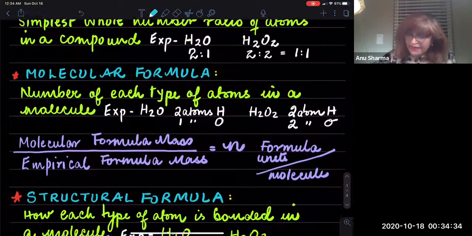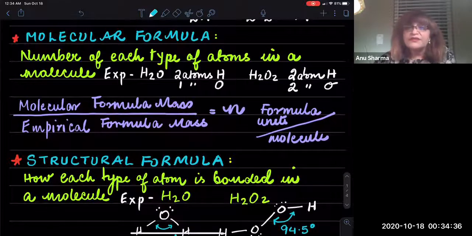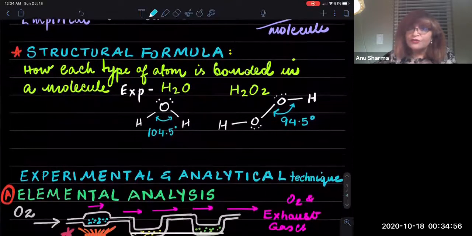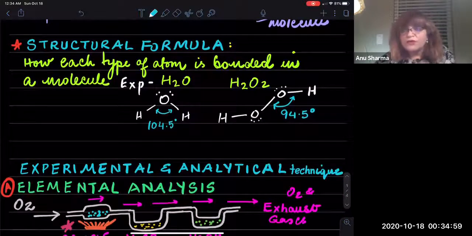Then there is a relationship between the molecular formula and the empirical formula, and that relationship is of the formula units. How do we calculate that? You take the molecular formula mass, divide that by the empirical formula mass, and the value of n is your formula units. We are going to look further into how to use the value of n in determining the molecular formula if we know the empirical formula and the mass of the empirical formula. So anyways, let's look at the structural formula.